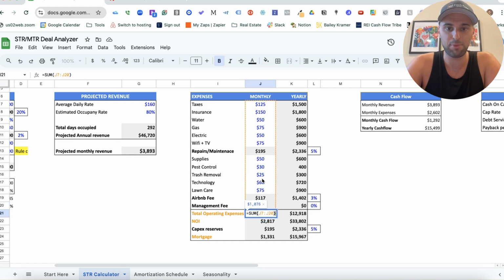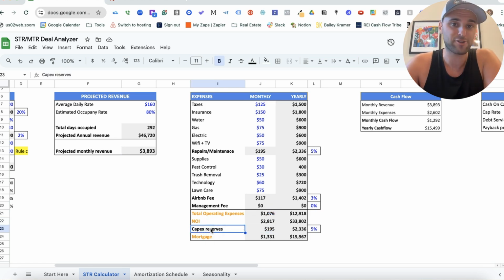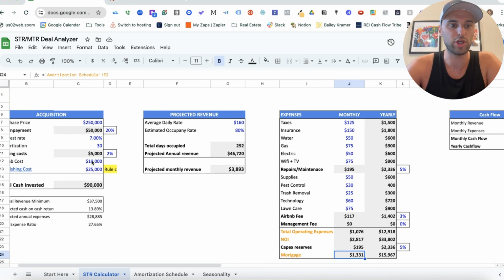Then we have the total operating expenses. Okay. This is going to tally up all the monthly expenses here. And then that's going to leave you with what's called your net operating income. We're then going to also have to factor in your capital reserves. So these are going to be budgeted items like your roof, water heater, HVAC that you want to save up for. So we just say 5% of the monthly revenue we're going to put towards this reserve fund. And then of course, we're going to have our mortgage. Now this number right here is going to spit out based on what you put over here. So that's what your mortgage is going to be.